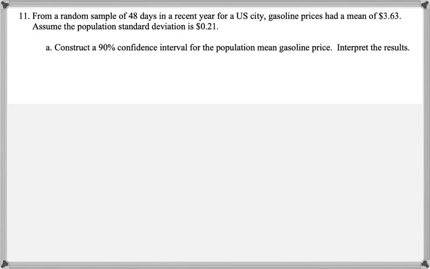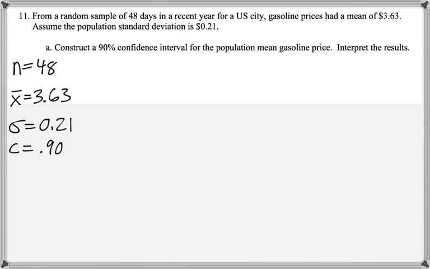From a random sample of 48 days, in a recent year for a U.S. city, gasoline prices had a mean of $3.63. Assume the population standard deviation is 21 cents. Part A says, construct a 90% confidence interval for the population mean gasoline price, and then interpret the results. So n is equal to 48, x bar is 3.63, sigma is 0.21, c is 0.90.